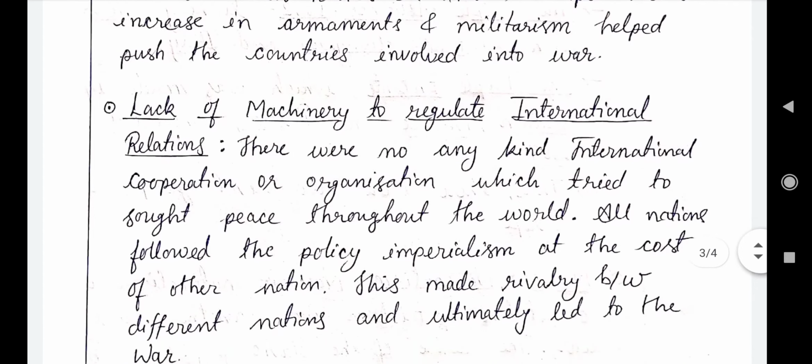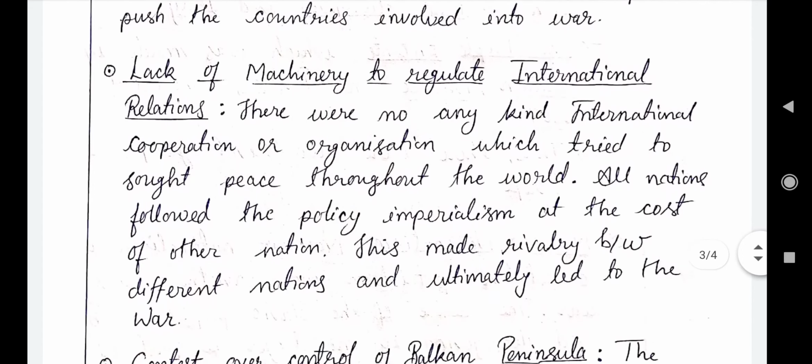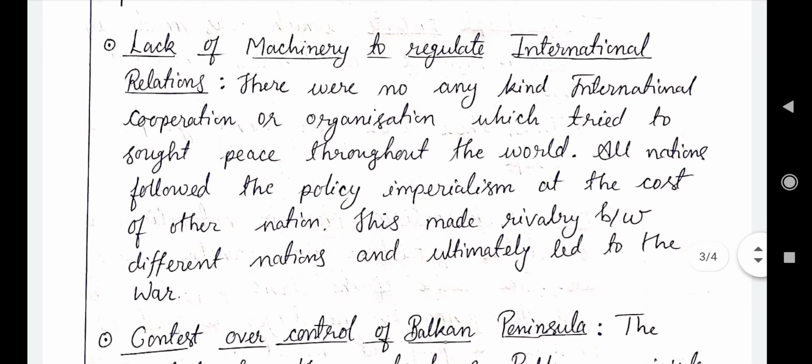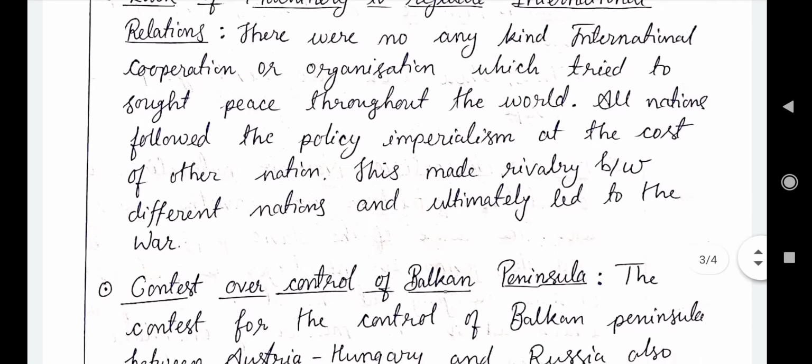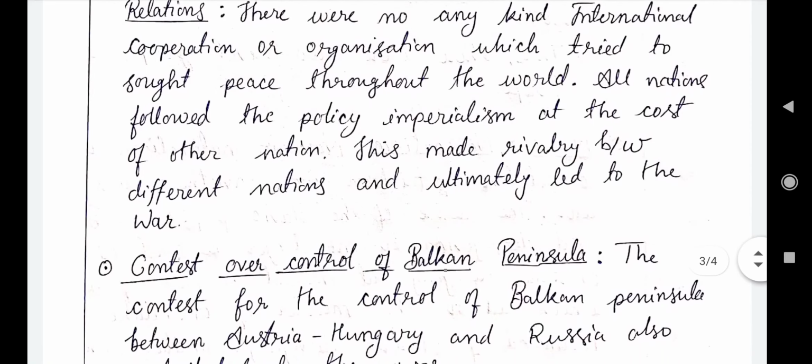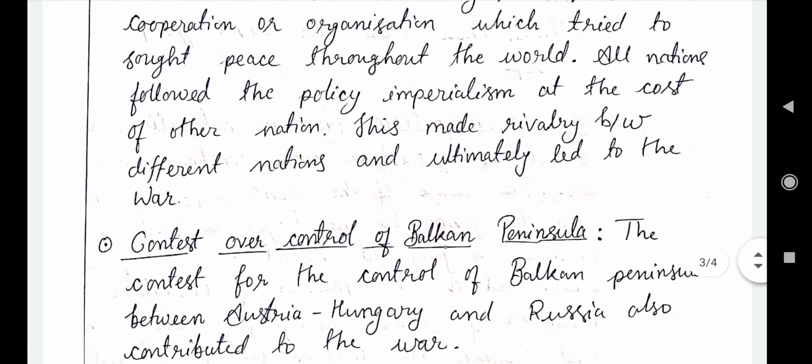Another reason is the lack of machinery to regulate international relations. There was no kind of international cooperation or organization which tried to secure peace throughout the world. All nations followed the policy of imperialism at the cost of other nations. This made rivalry between different nations and ultimately led to the war.